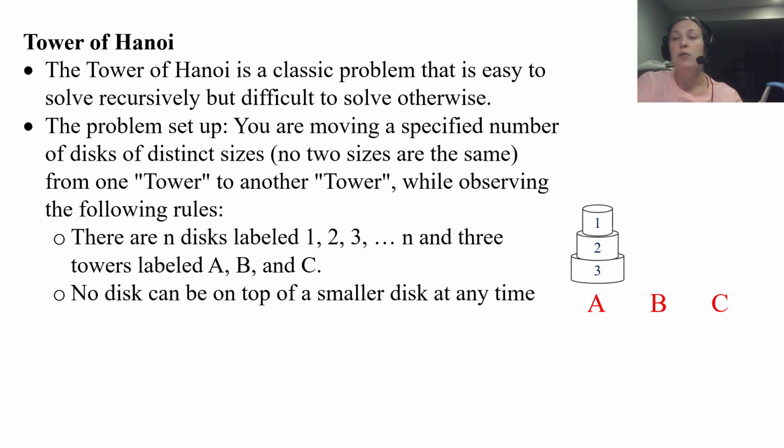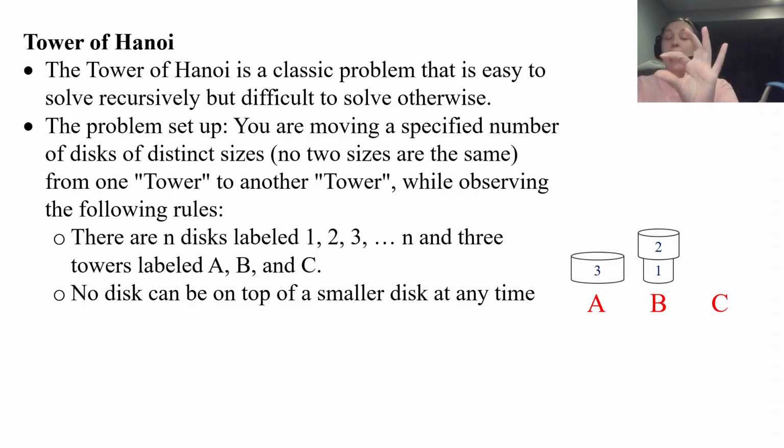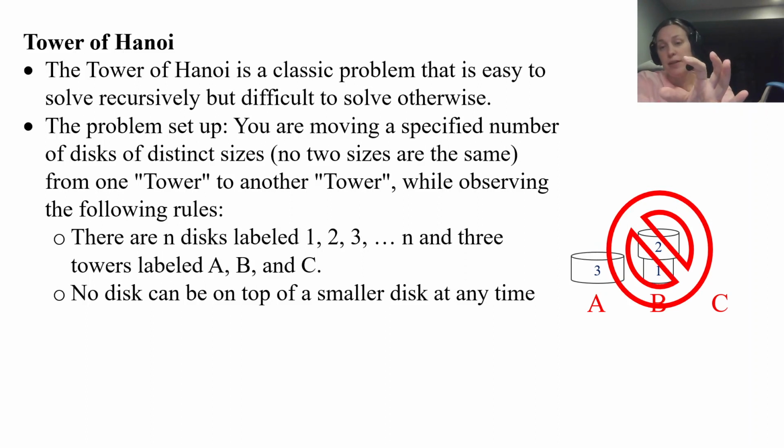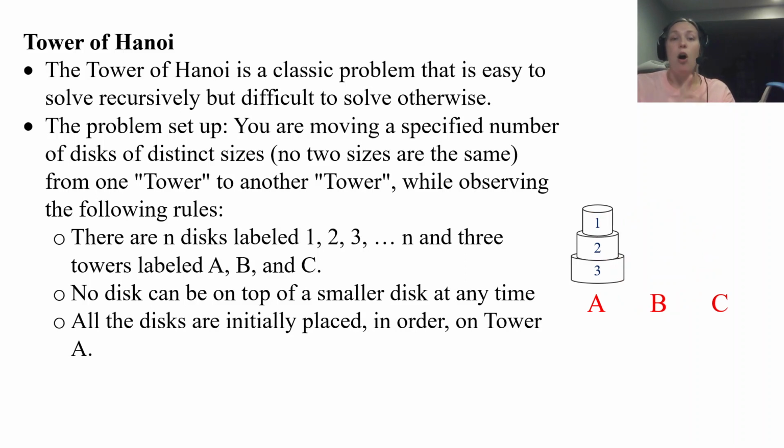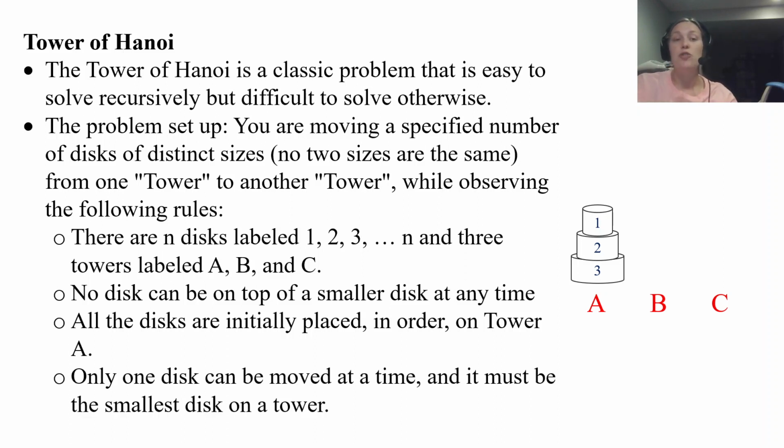If I move disk 1 over to Tower B, I can't move 2 on top of it. This is not allowed. I can't have a bigger disk on top of a smaller disk when I move it. All the disks are initially placed in order on Tower A, with 3 at the bottom, and you're only allowed to move 1 at a time, and it must be the smallest disk on a tower. So I want to move all of the disks from A to B.